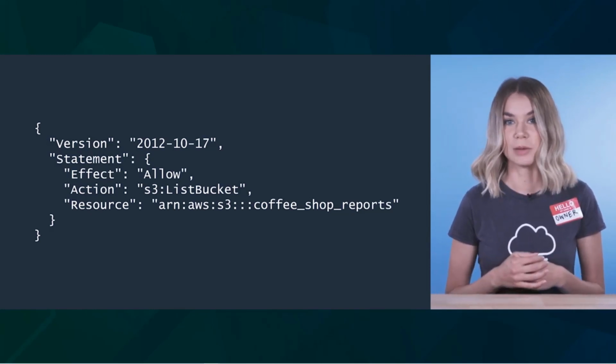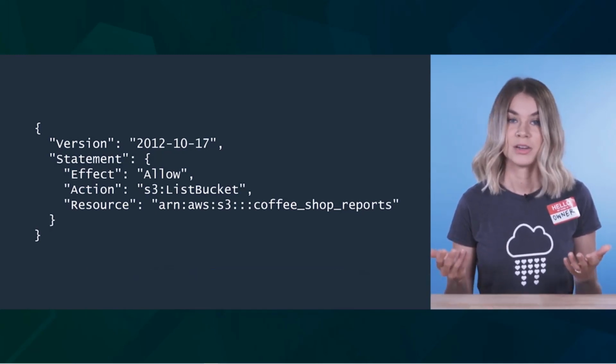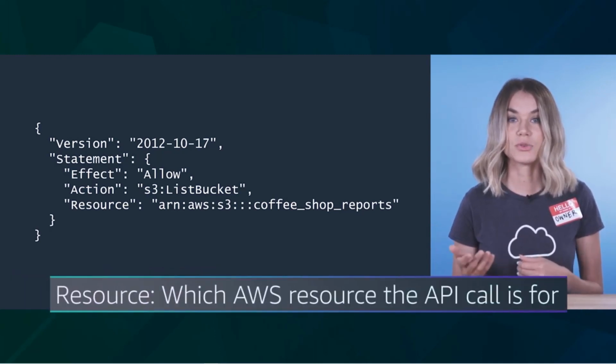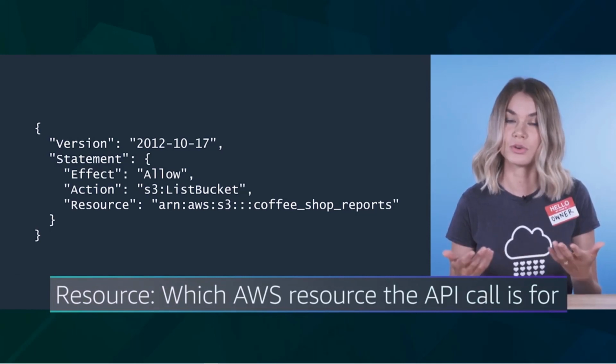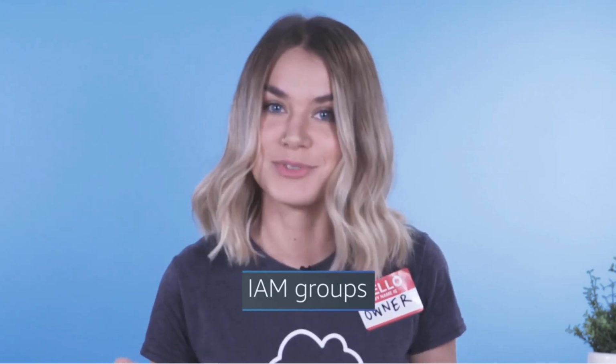There are only two potential options for the effect on any policy, either allow or deny. For action, you can list any AWS API call. And for resource, you would list what AWS resource that specific API call is for. Now, as a business person, you wouldn't need to write these policies, but they are used all over in your AWS accounts. One way to make it easier to manage your users and their permissions is to organize them into IAM groups. Groups are, well, they are groupings of users.